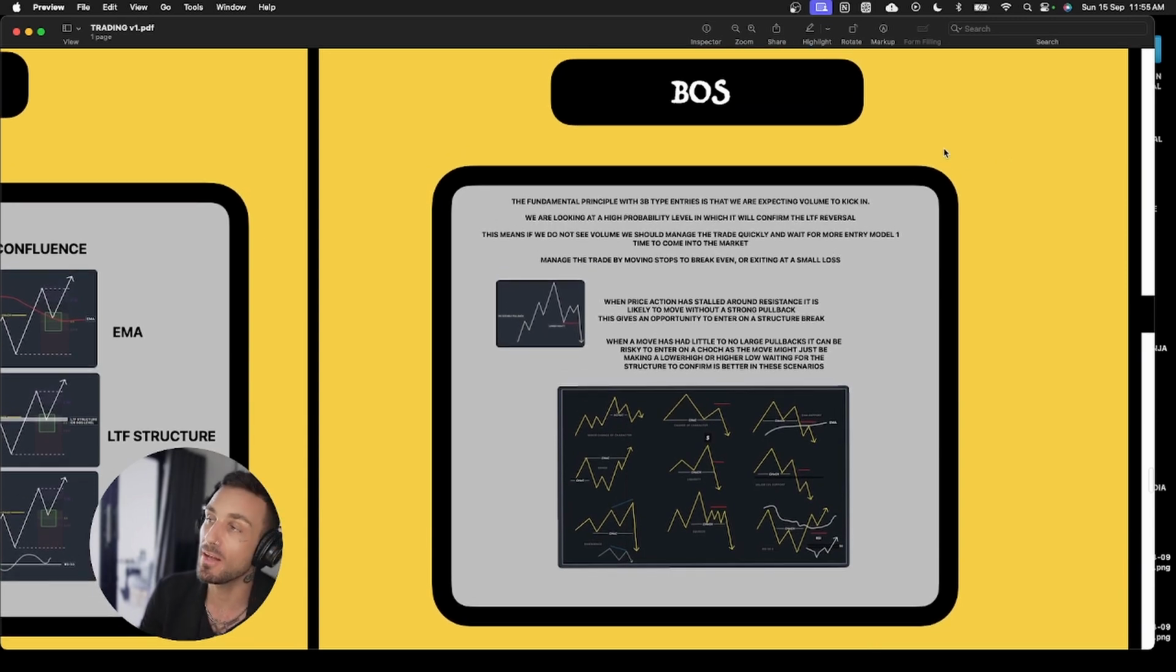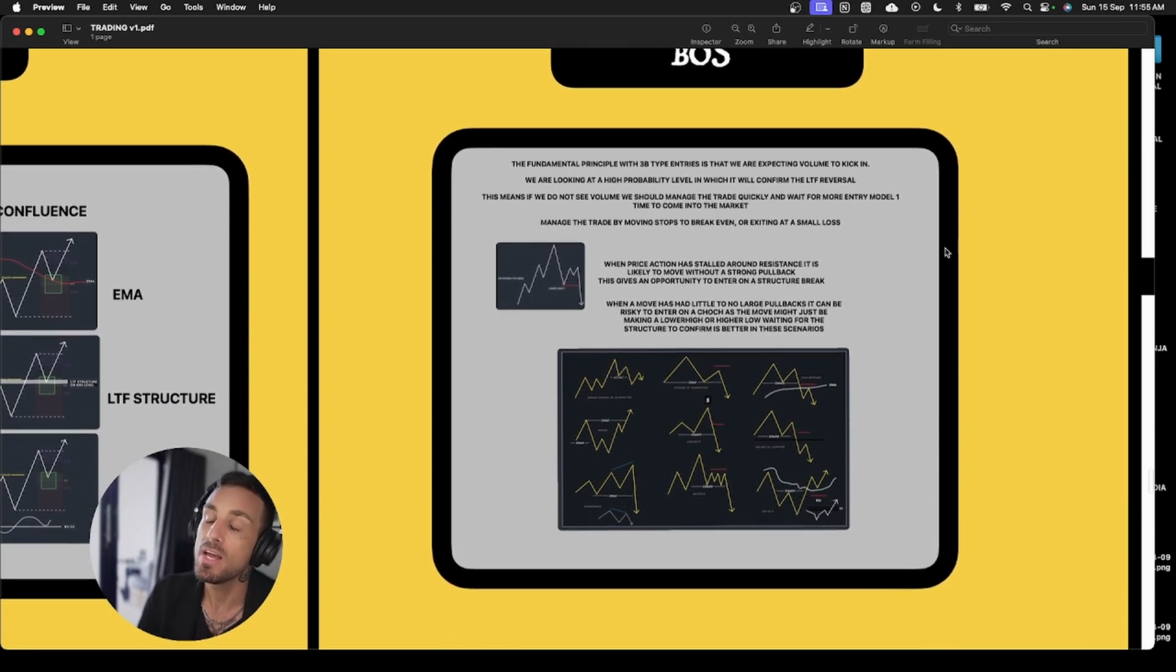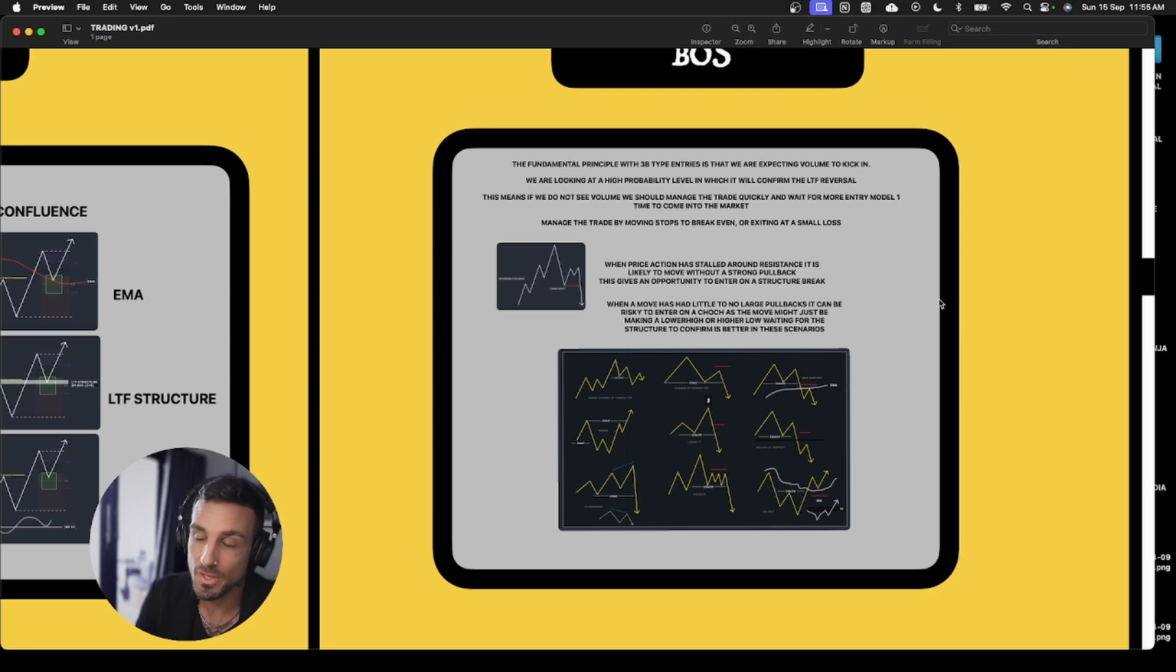The next entry model that I have is 3B, and this entry model takes a different type of trading risk tolerance. I use asymmetric risk tolerance with this model, meaning that I have very low tolerance for price action to move against me once I've entered. And the reason is I'm setting a limit order above or below the area of interest, and there needs to be a few things that allow me to enter in this way.